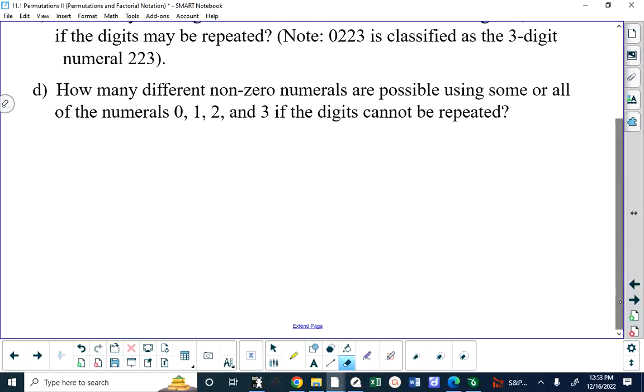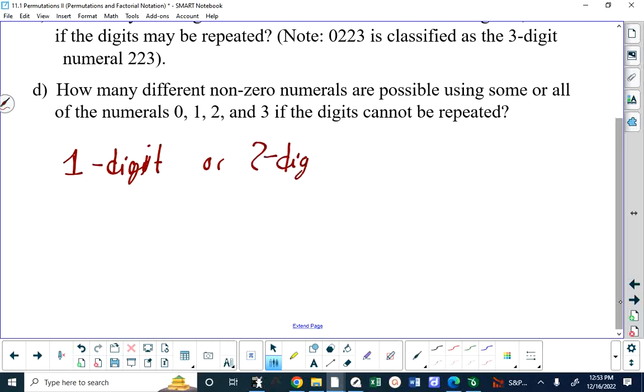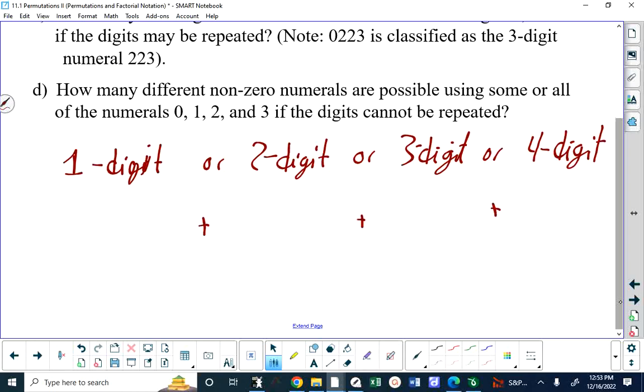Since we have no specification on how many digits the numerals have to have, what that means is we could have 1-digit numerals or 2-digit numerals or 3-digit numerals or 4-digit numerals. And I'm stopping at 4 because there are 4 digits in our pool. So or means add. This is a very useful idea in this unit.